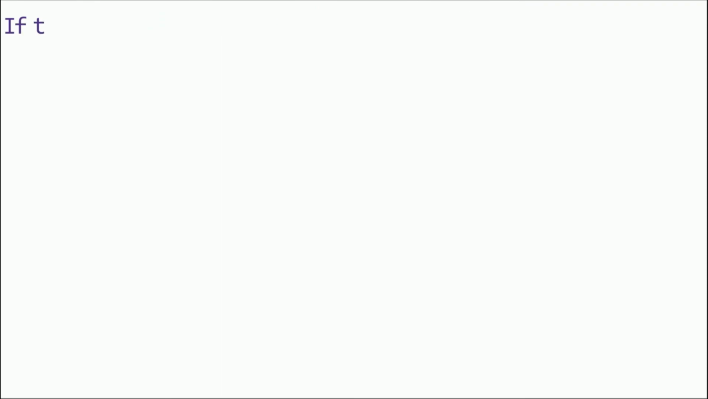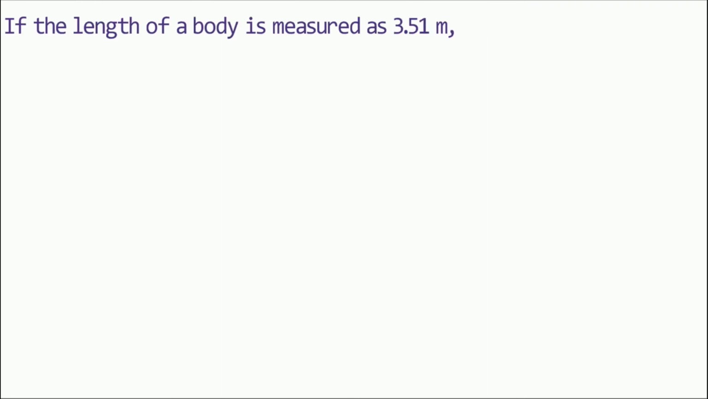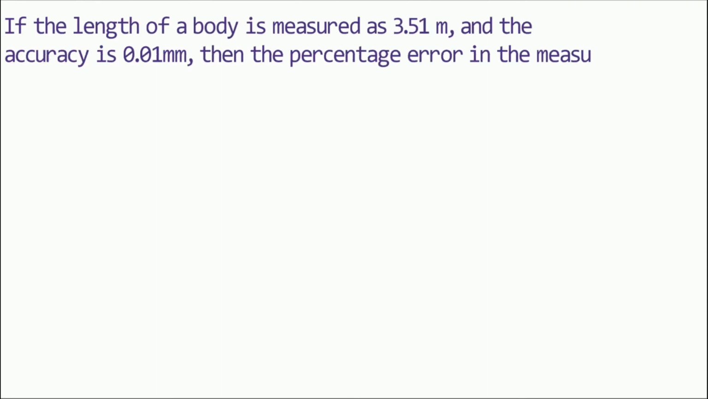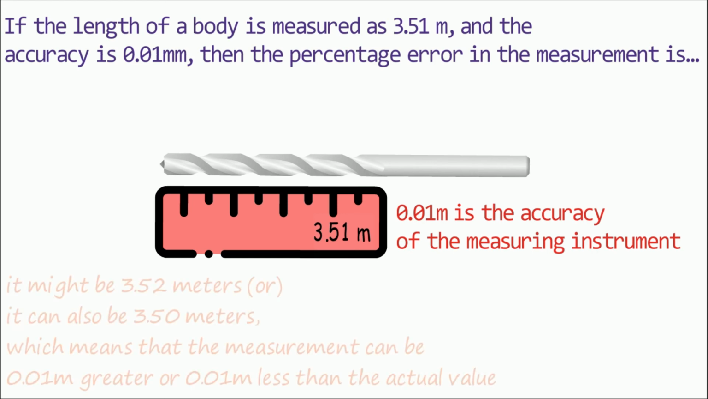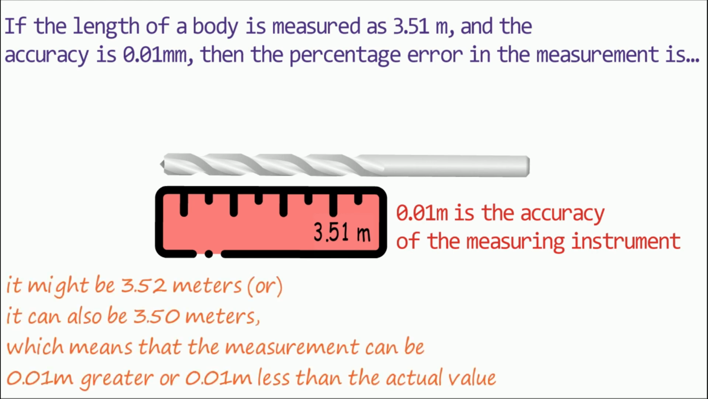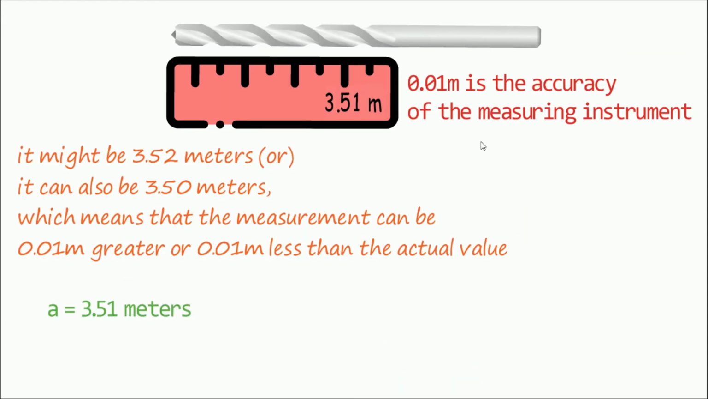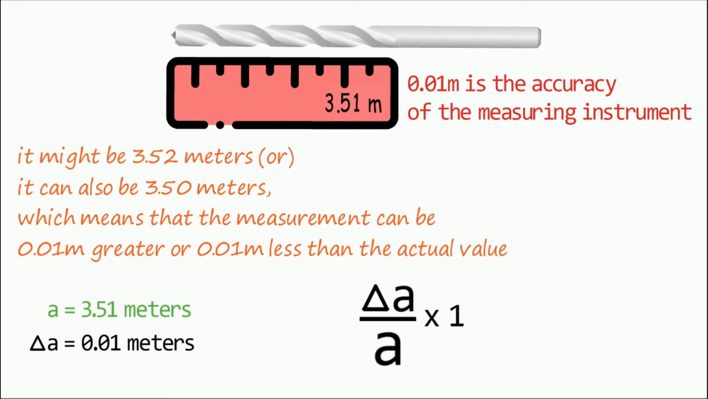Moving on to the next question. If the length of a body is measured as 3.51 meters and the accuracy while measuring is 0.01 millimeters, then find the percentage error in this measurement. Using the same formula, we take A as the measured length and a slight change in A as the accuracy or the amount of deviation by the instrument. So equating the expression with these values gives us the percentage error in the measurement, which is 0.28%.